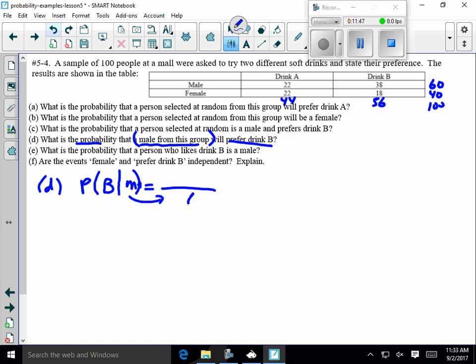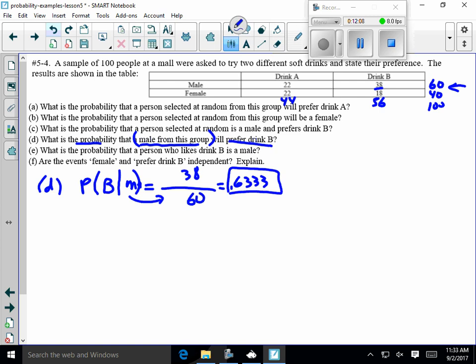So out of the 60 males, the people that prefer drink B, there's 38 of the males, so I'm restricting myself to the first row only, and out of that 38 prefer that. So it'd be 38, but this time out of the 60, and that turns out to be 0.6333. So that would be that probability, a conditional probability.